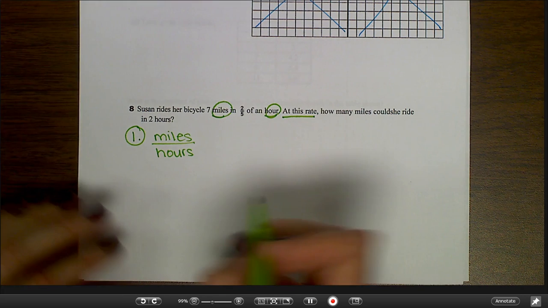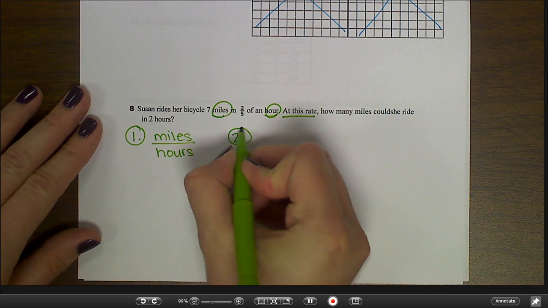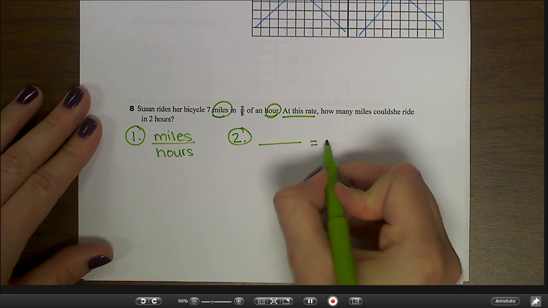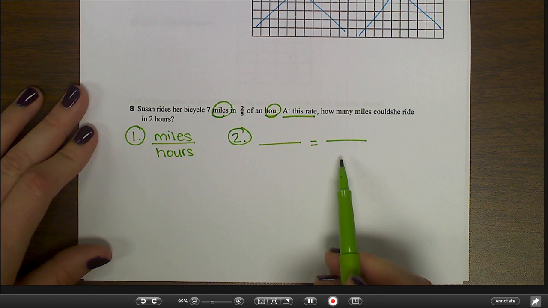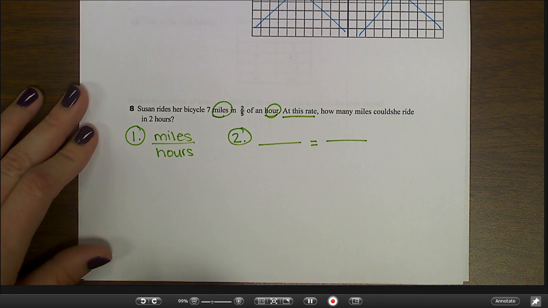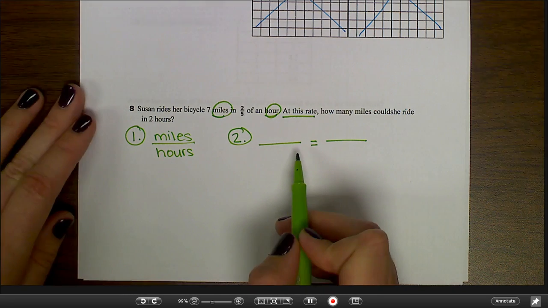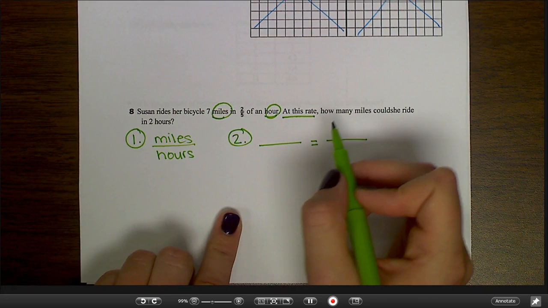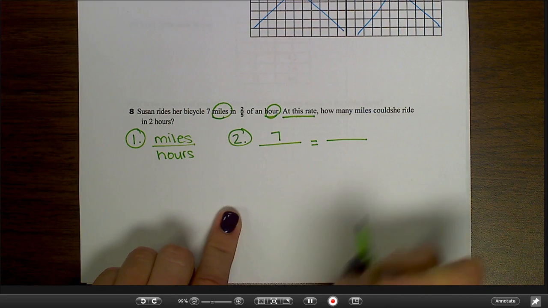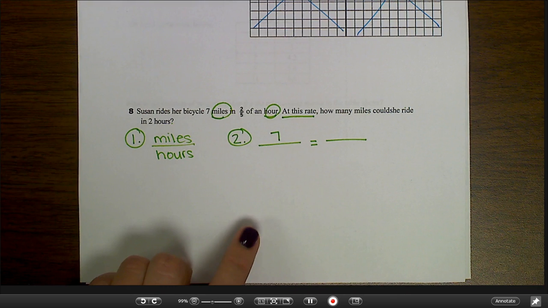So I'm going to start for step 2 with line equals line. This isn't a percent proportion problem, so I'm not going to put 100 down here. But I am going to start with line equals line. And then I'm going to fill in what I know. I'm given 7 miles in 2/5 of an hour. So 7. And then 2/5 can be a little bit tricky.